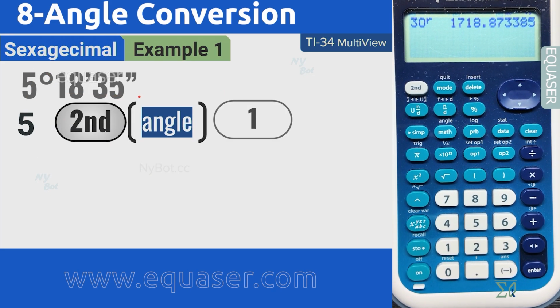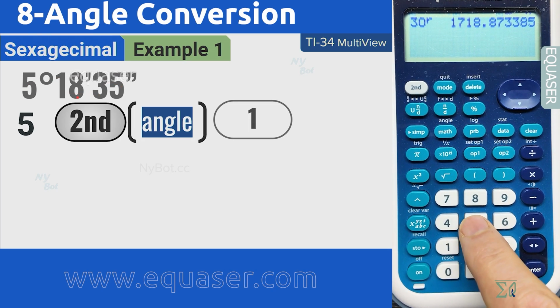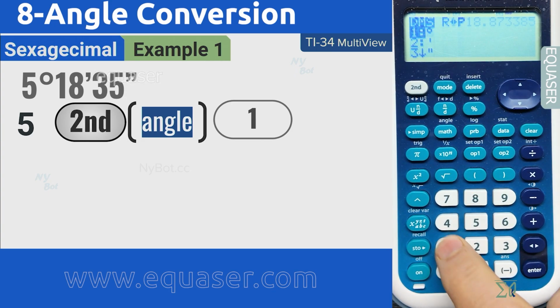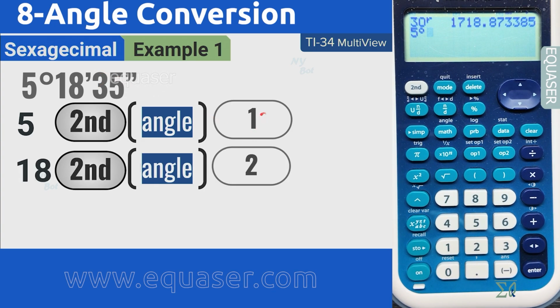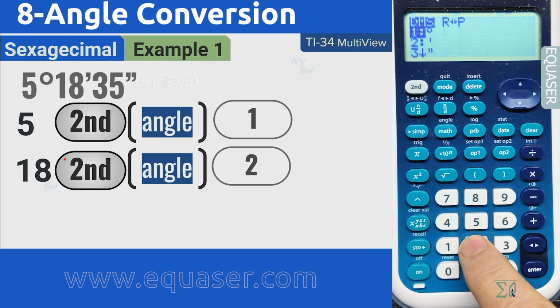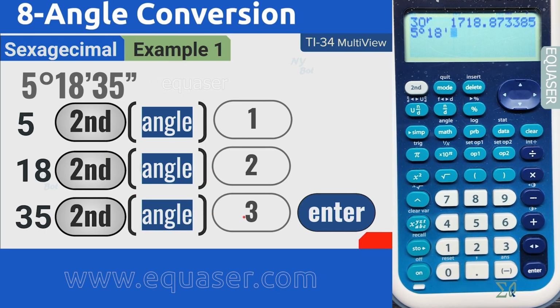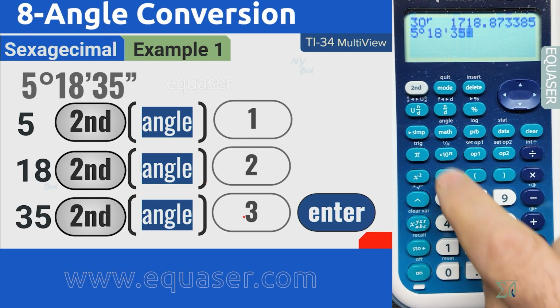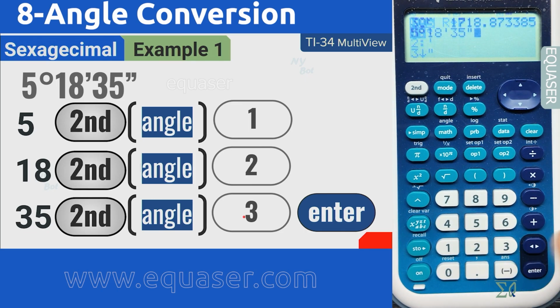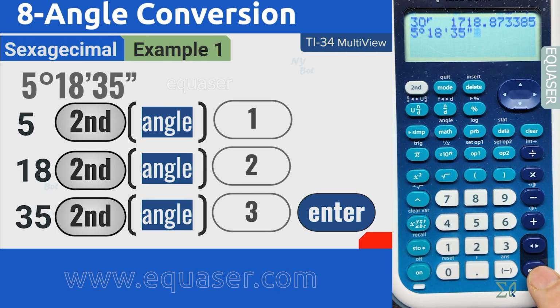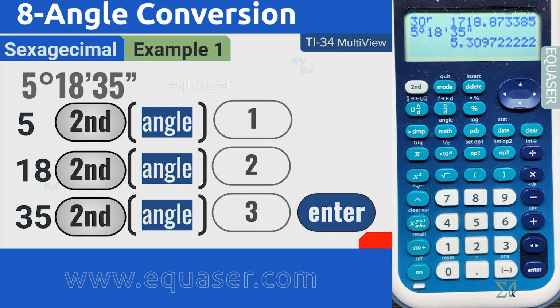Now to convert this to decimal, we can type 5, second function angle, degree, that's the first one, and then 18, second function angle, and 2 is minute, and then 35, second function angle, and 3 is the second. So press equal. We have converted it to a decimal value.